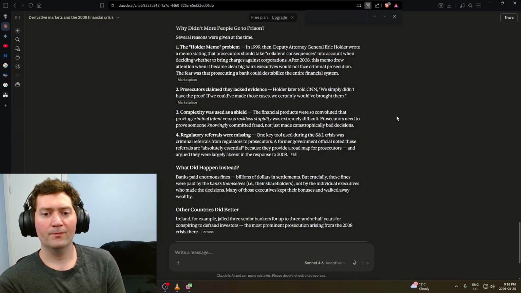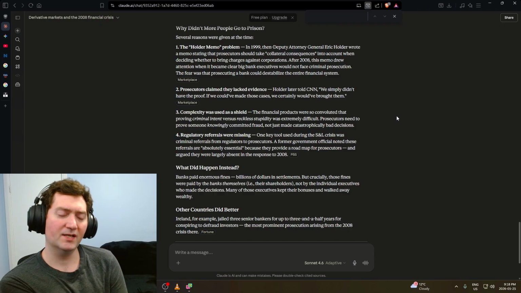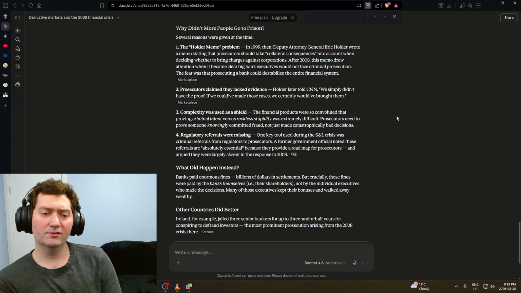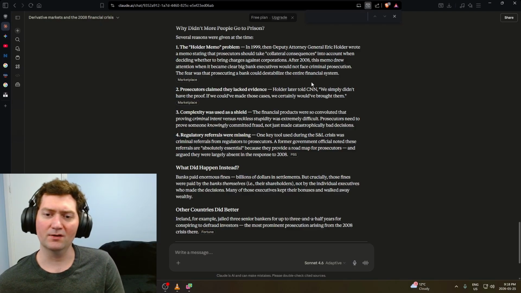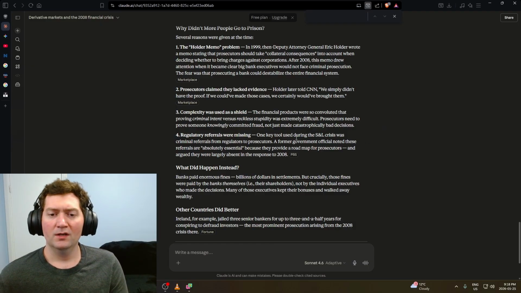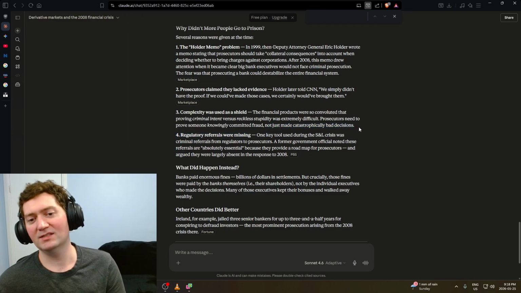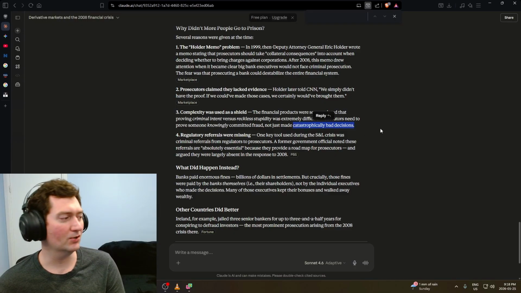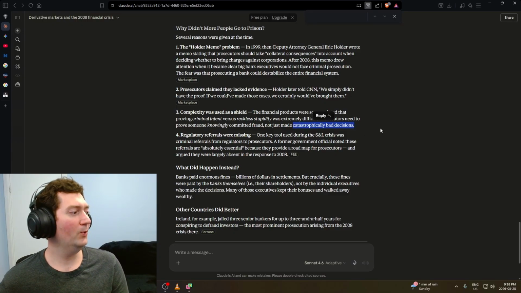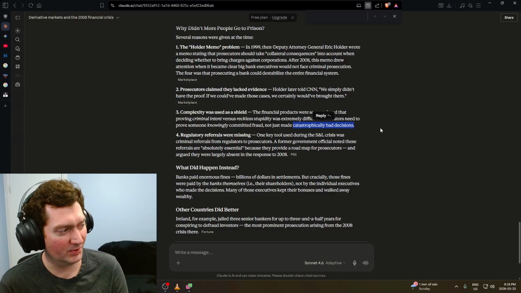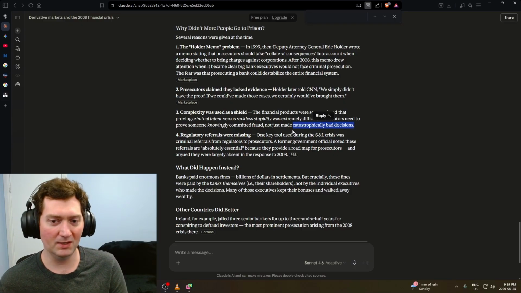Oh. So if you can create enough complexity, the law literally can't hold you to account. That's crazy. Prosecutors needed to prove someone knowingly committed fraud, not just made catastrophic bad decisions. I mean, at some point, catastrophic bad decisions are worth prosecuting. When it costs the taxpayer $700 billion, maybe you should punish catastrophic bad decisions.